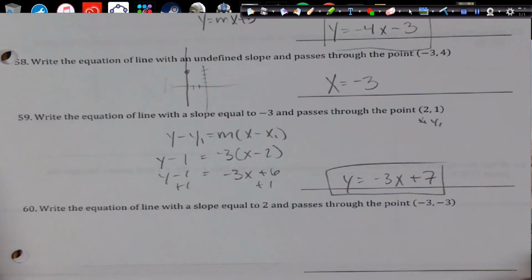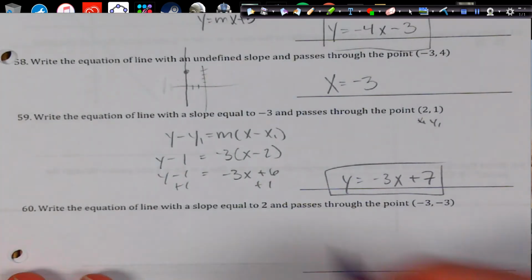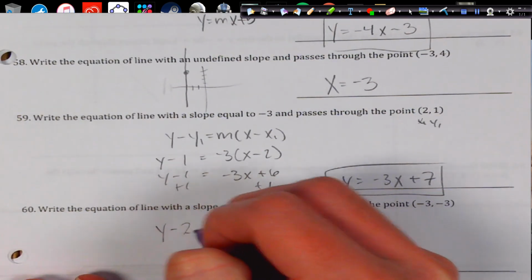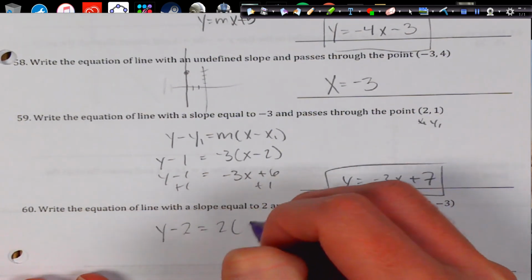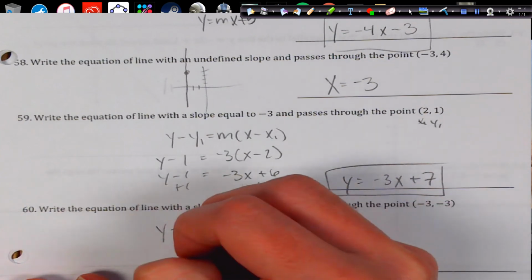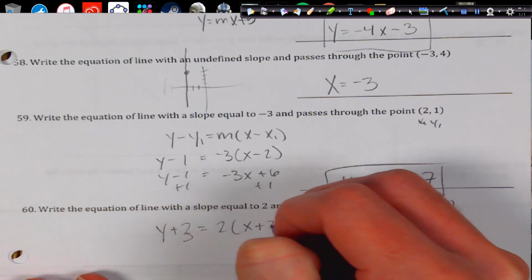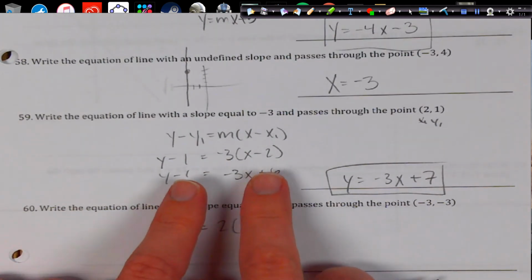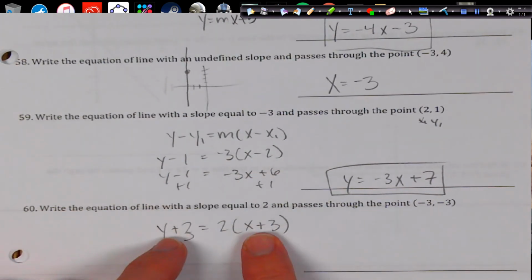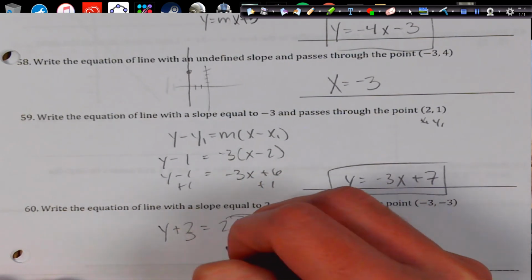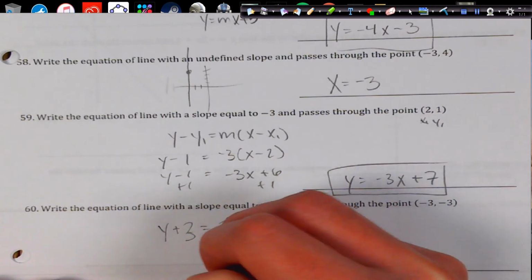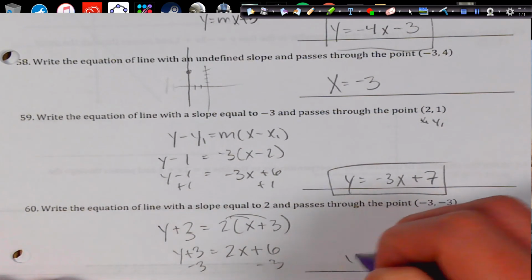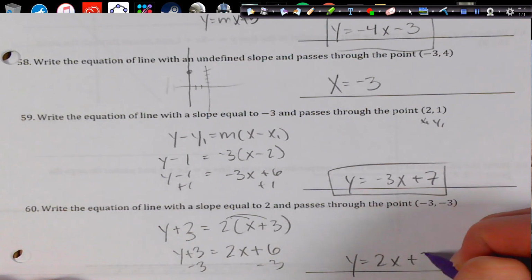Write the equation of a line with slope 2 that passes through the point negative 3, negative 3. I already have the equation written up here, so I'm just going to plug in. Notice I put in positive 3's because the equation has negatives built in, but since these were both negative, it's actually going to come out positive. And I'm going to subtract the 3, and y equals 2x plus 3.